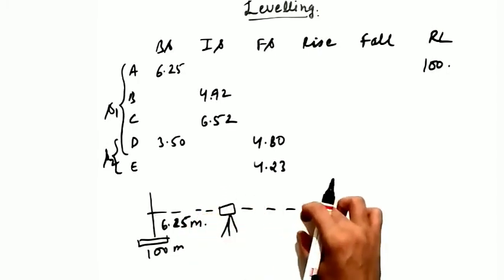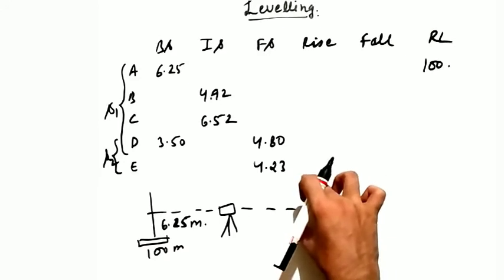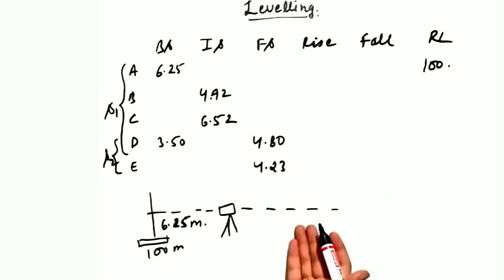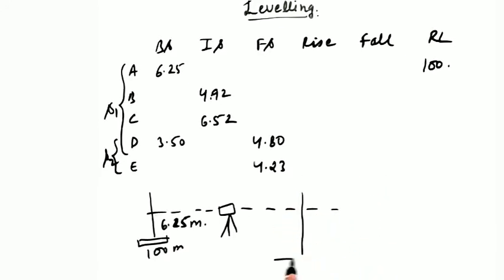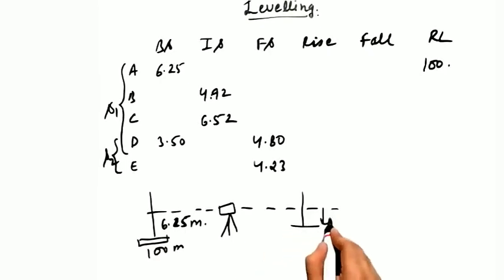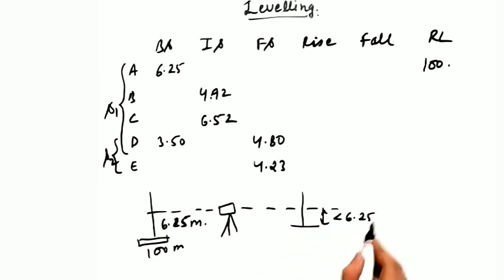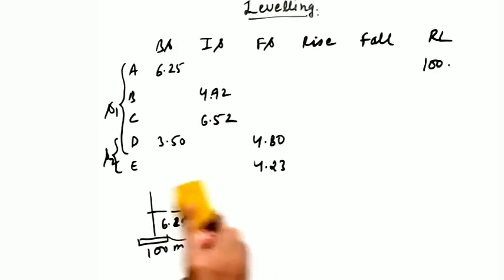Now to get a 4.92 meter reading on the same staff, the staff should be upper or it should be lower. If the staff is lower, the reading will be greater than 6.25. But if the staff is upper than this point, only then will the reading be less than 6.25 meters. That means from this point, there is a rise in this particular point. So this is how you obtain rise or fall diagrammatically.